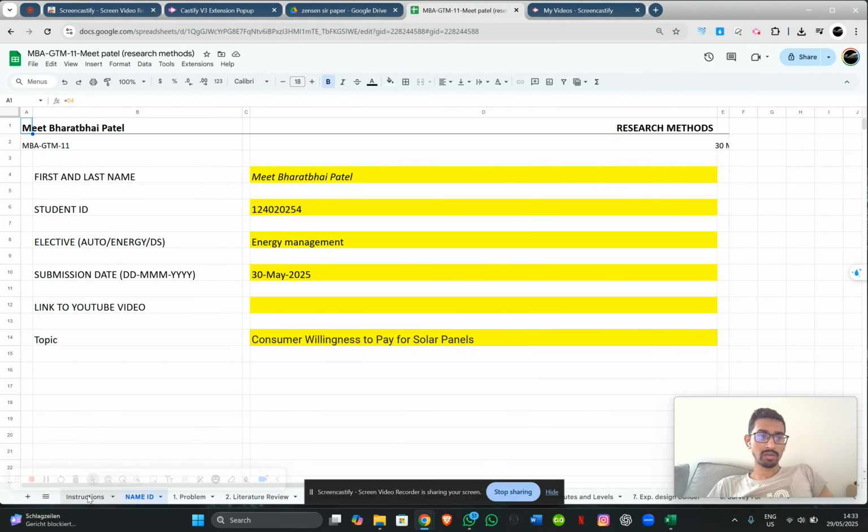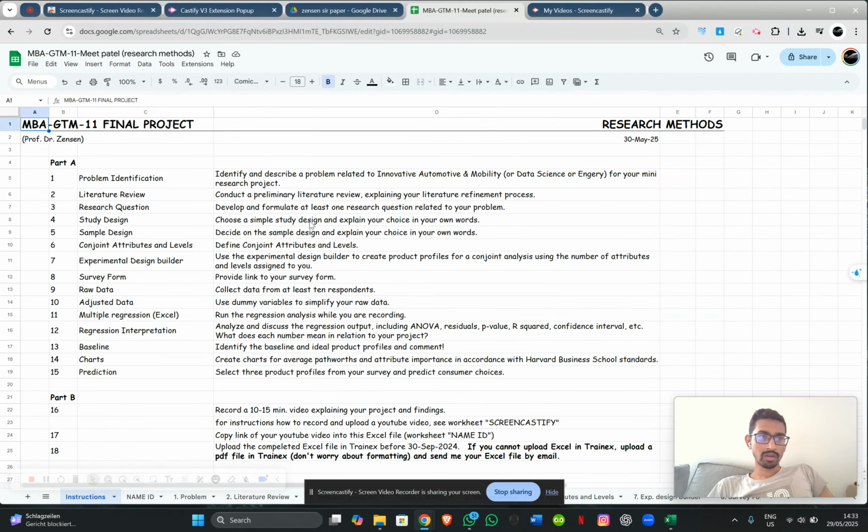The first Excel sheet is about instructions, where I describe 1 to 15 instructions. First is problem identification, second is a literature review, third is a research question, fourth is a study design, and fifth is a sample design. Also, sixth is conjoint attributes and levels. Also, seventh is an experimental design builder.